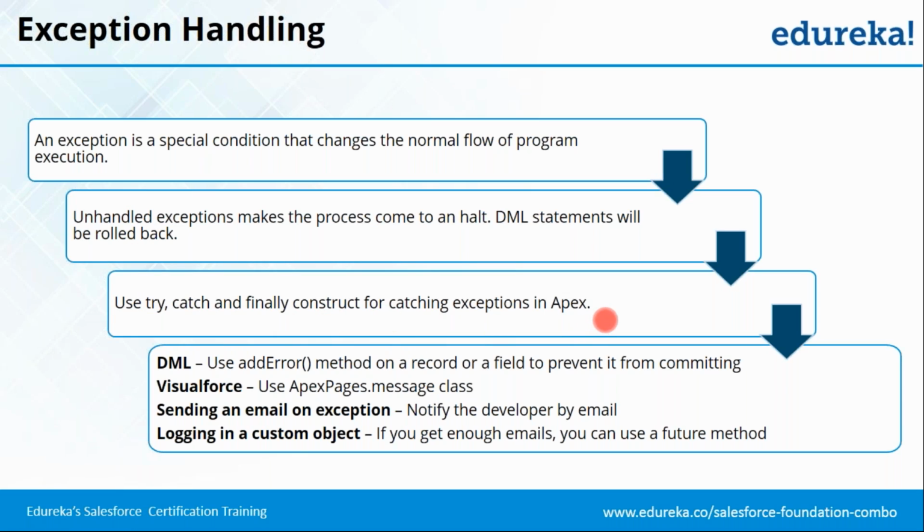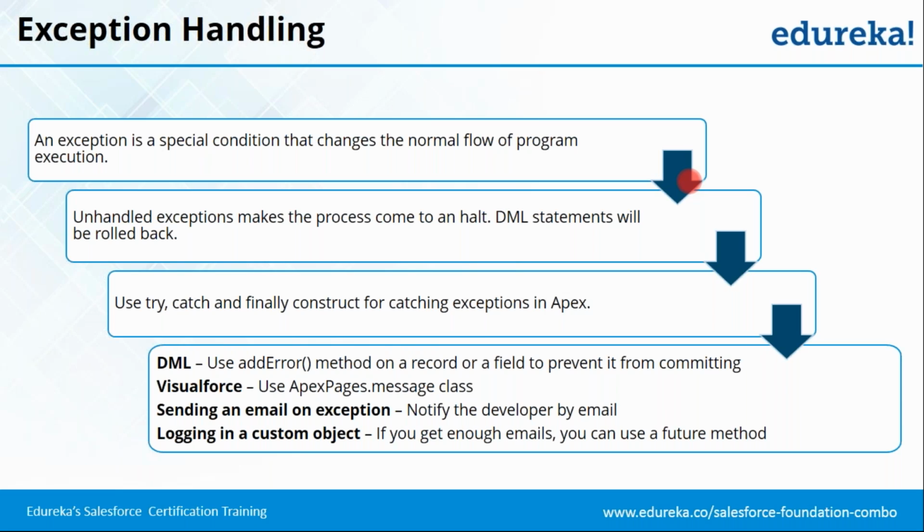DML statements will be rolled back, and we can use the try, catch, and finally construct for catching exceptions in Apex. For those of you who didn't understand exceptions with respect to Apex, in general programming concepts, if you have an error in your program and you want to catch that error and let the user know what the error is, you can do it by using exception handling. You can do that using try and catch. Using that, you can create a program such that an error will be thrown right away when there's a mistake committed by the user.